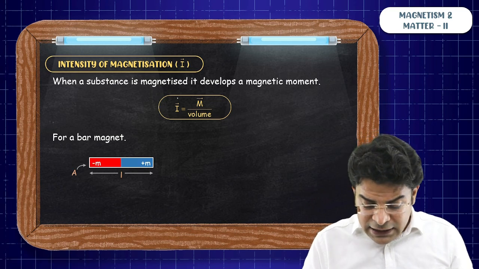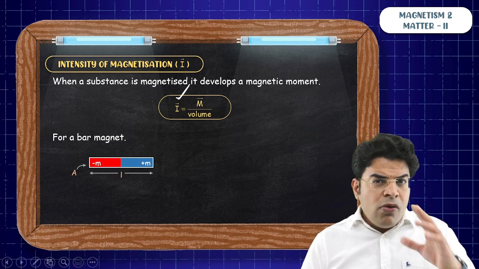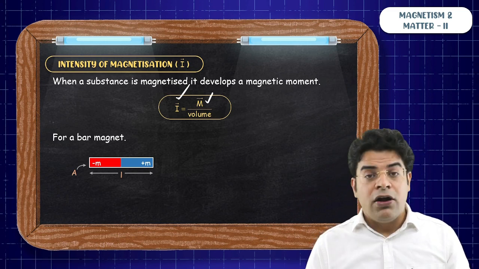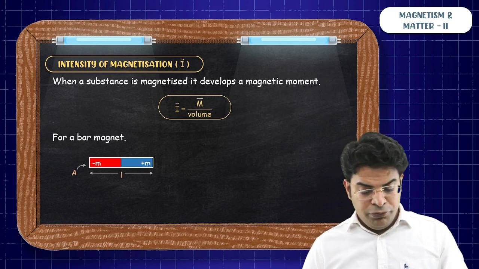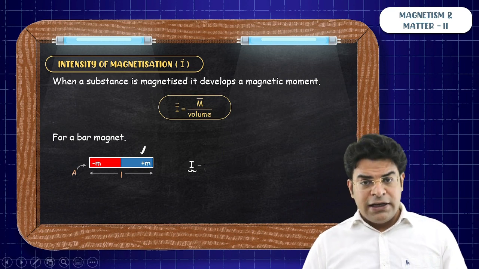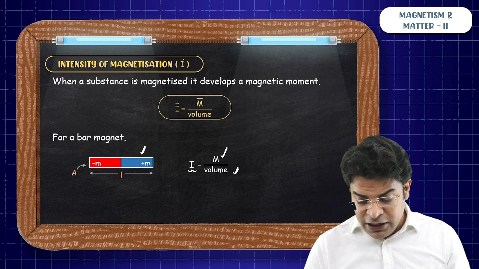Now, we say that the intensity of magnetization, how much a substance has been magnetized, is nothing but the magnetic moment of the substance divided by its volume. For this bar magnet, you will say that the intensity of magnetization is its magnetic moment divided by its volume.